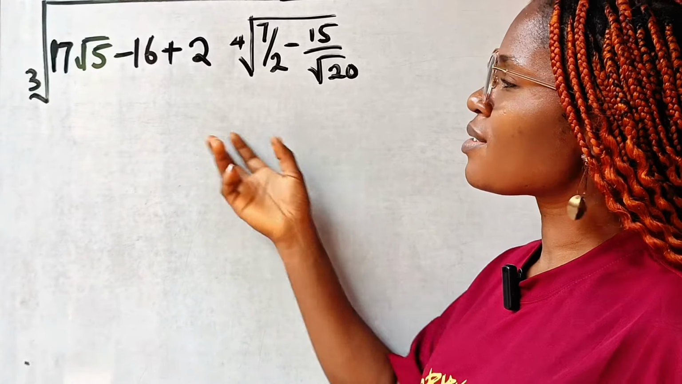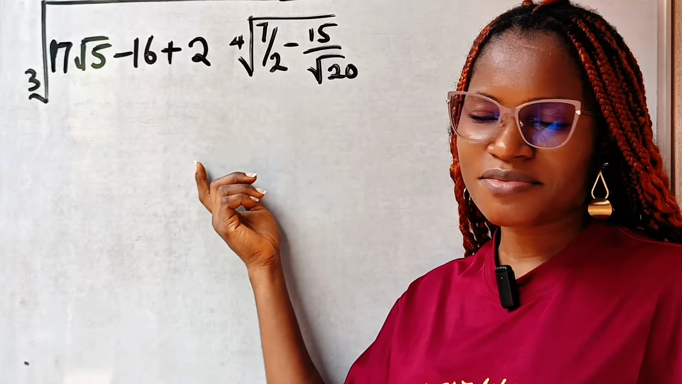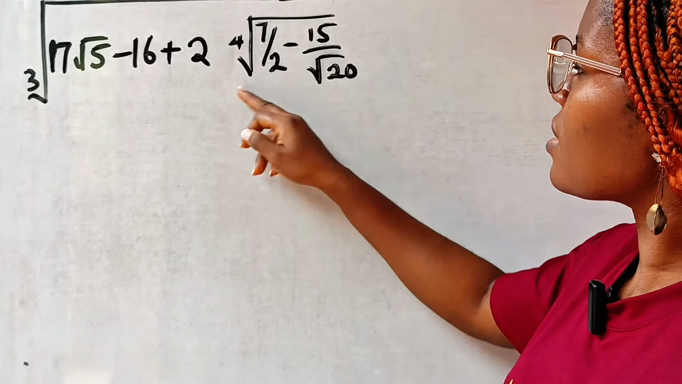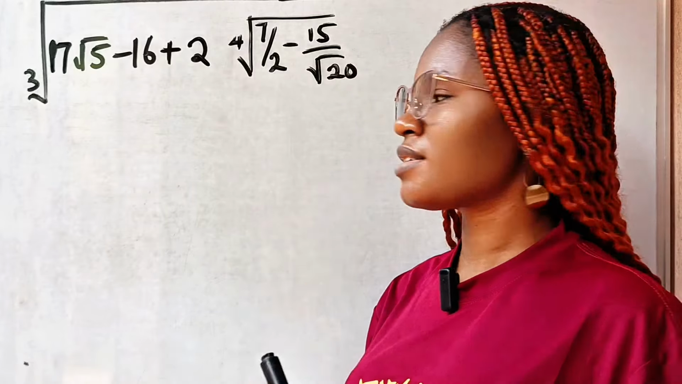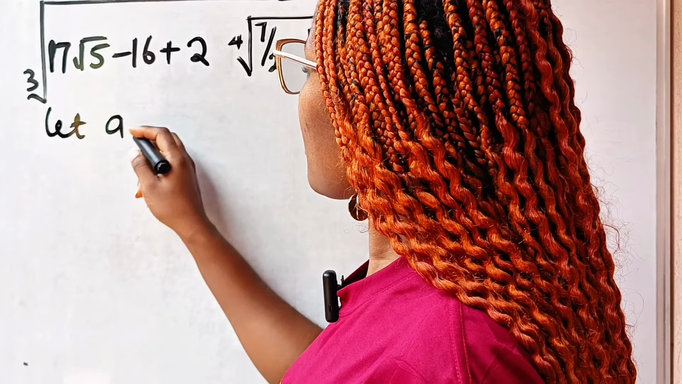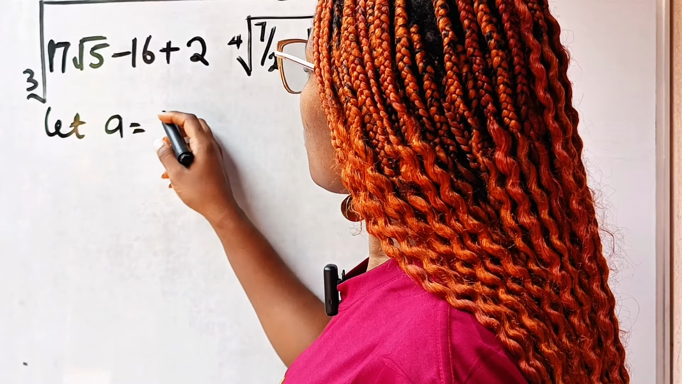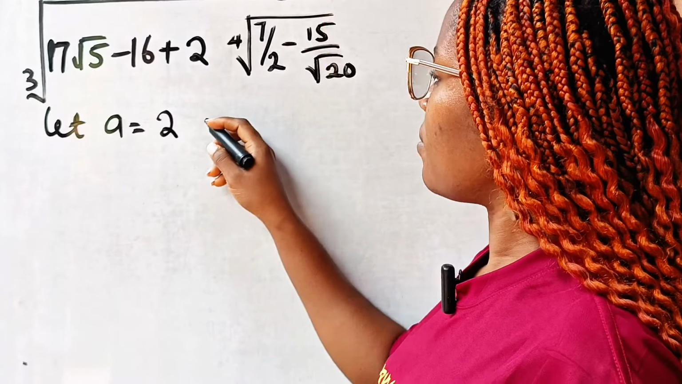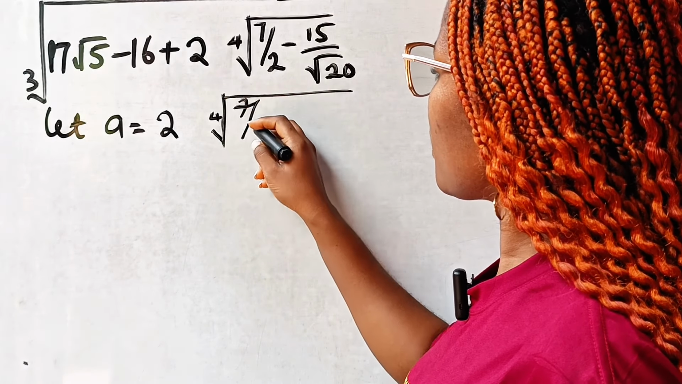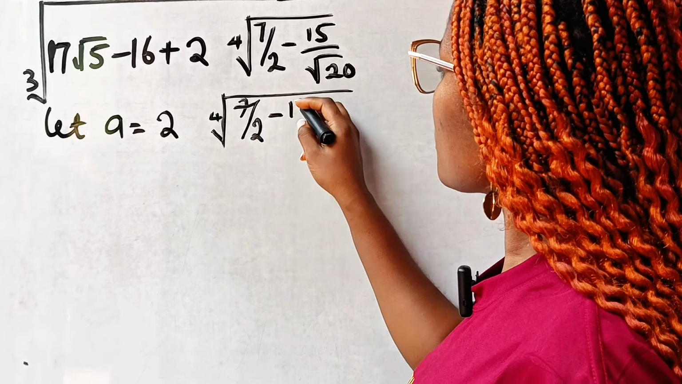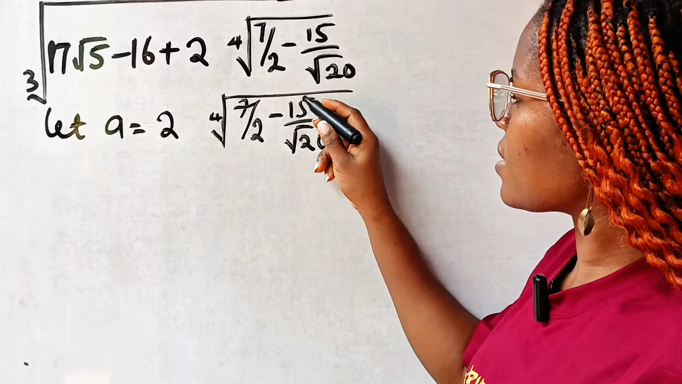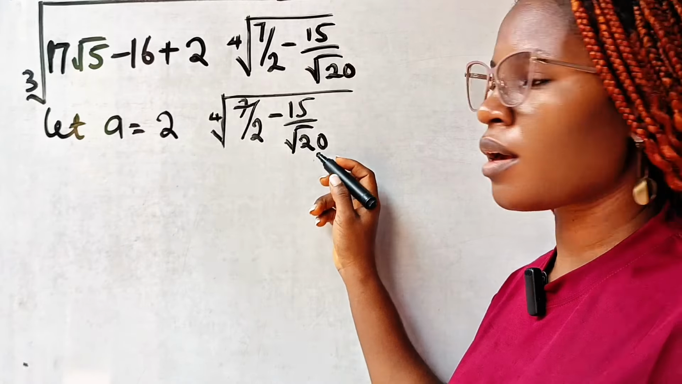So we are asked to simplify this. First of all, let me bring this out to simplify it. Let's say A is equal to 2 multiplied by the fourth root of 7 divided by 2 minus 15 divided by root 20. Now I want to simplify this.